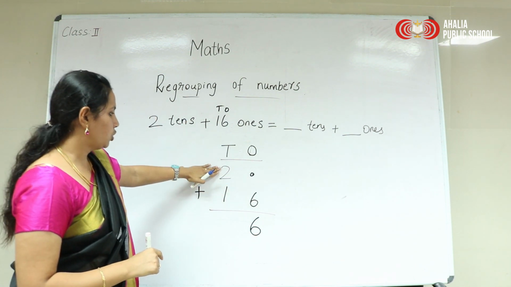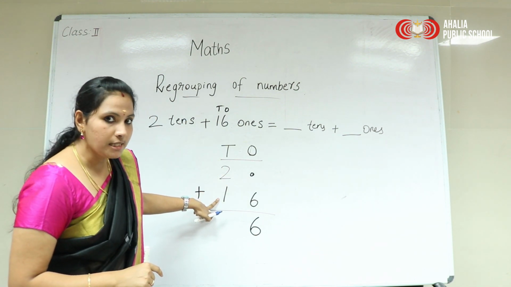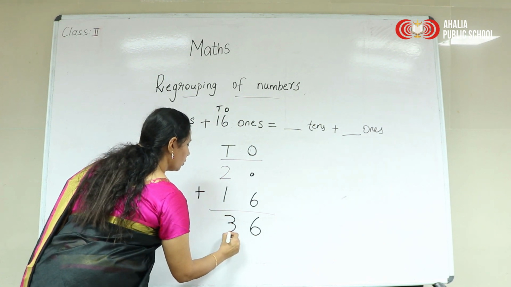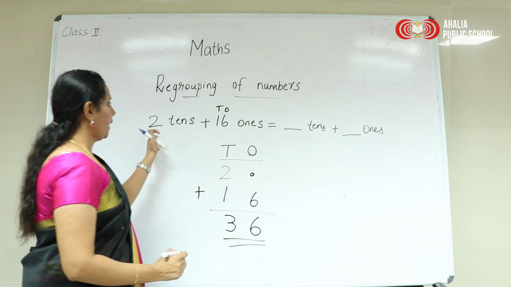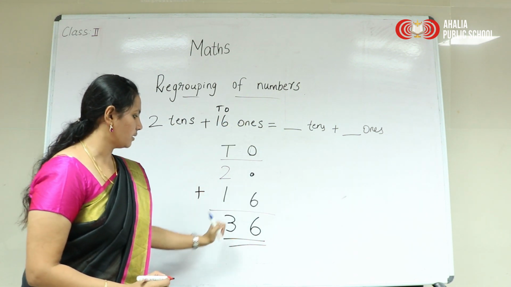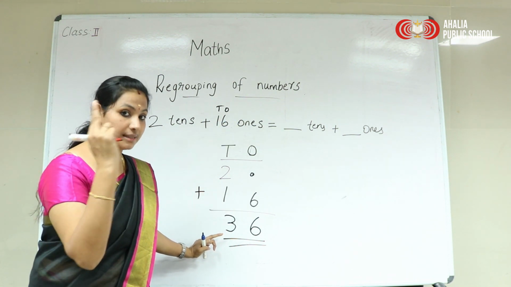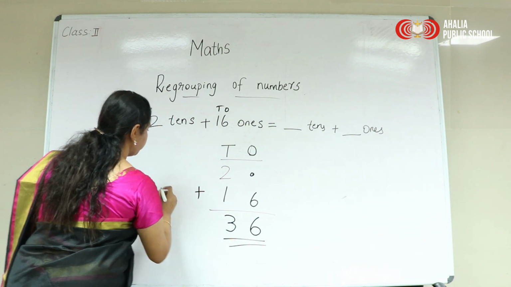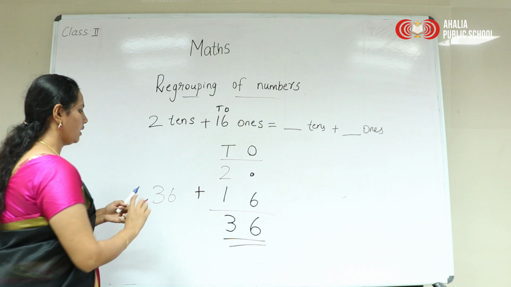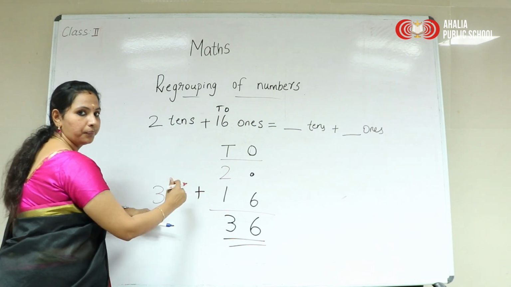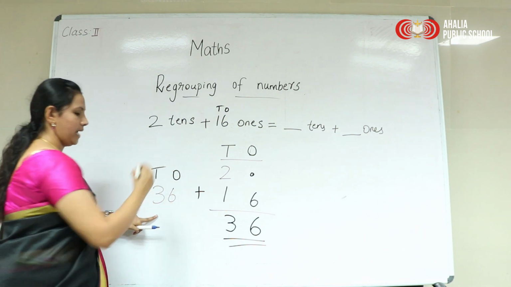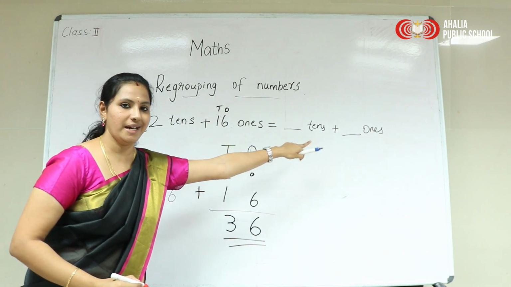Now tens place. 2 plus 1. Yes? 2 plus 1, 3. So 2 tens plus 16 ones, what answer do we get? What sum do we get? 36. Right? Now 6 is in which place here? Tell me. In ones place. 3 in tens place. So dash tens.